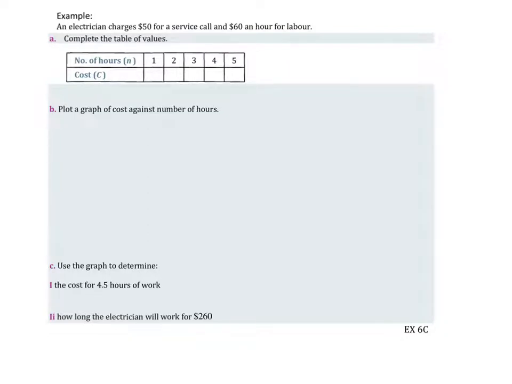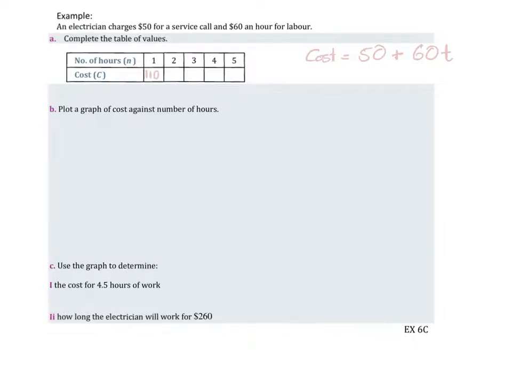Now I could write that as the cost is equal to, well, straight out it's $50 plus $60 for every hour. So if I call T for time, T for hour, that's what my rule would look like. So every hour that he's there, it would be 60 times the amount of hours plus that initial $50. So therefore, what would it be for 1 hour? Well, I'd be substituting T equal to 1. So 60 times 1 is $60 plus 50 is $110.